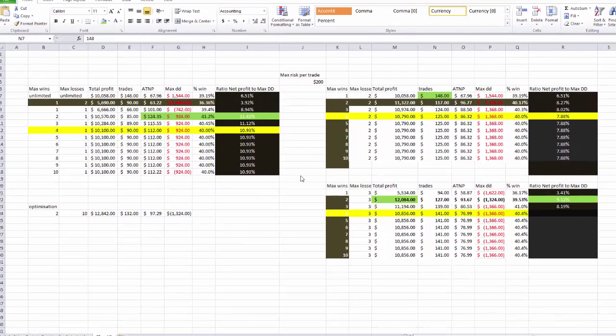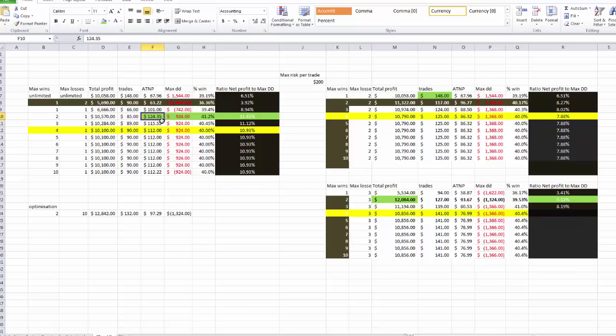However, if we have a look at the key benchmarks here, this trade here, the max 2 winners, 1 loser, actually comes out as being the best option because we have the highest ratio of net profit to max drawdown. We've got our best percentage win rate, 41.2. We have the lowest drawdown, which is one thing that we're always looking for, and we have the highest average trade net profit of 124.